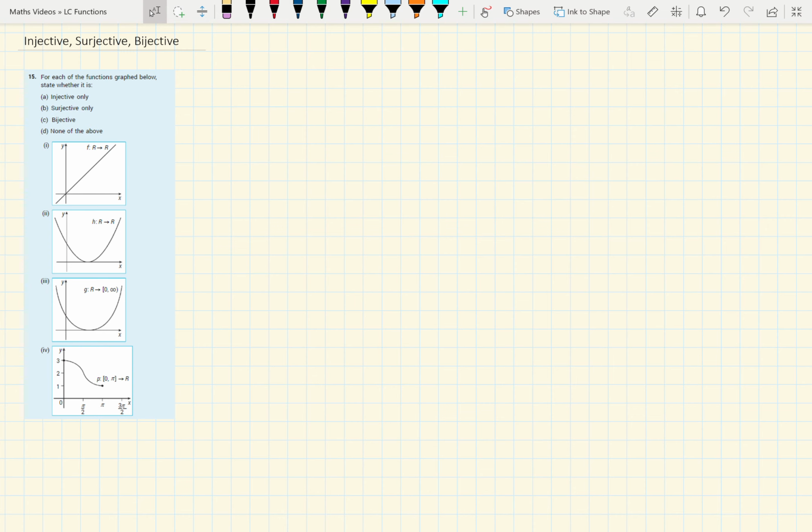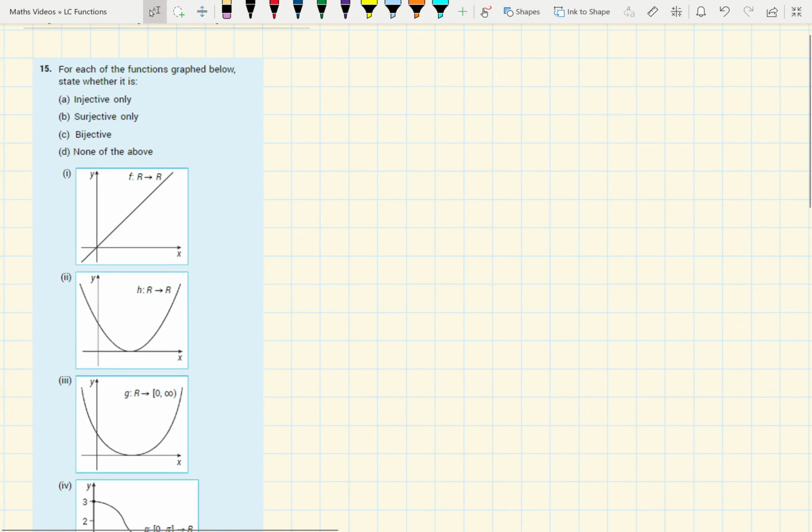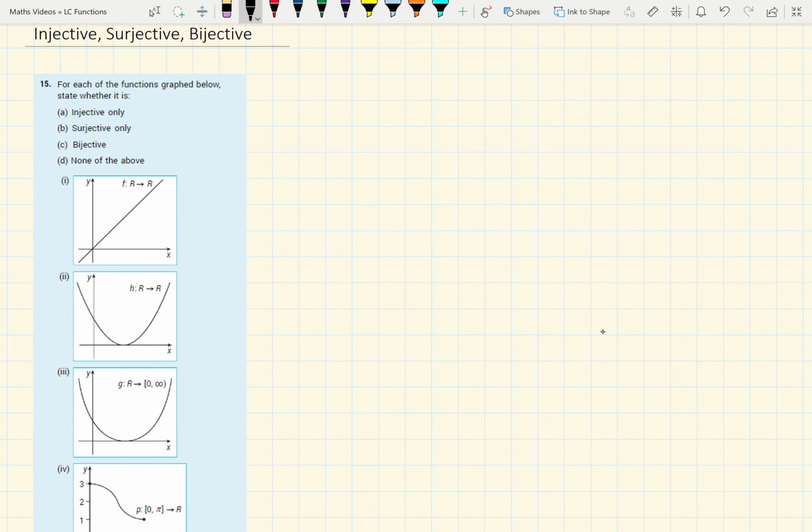Okay, so in this video we're going to have a look at injective, surjective and bijective functions and how we test to determine if we have any or all three of them. So just a quick summary. Our test is the horizontal line test. As the name suggests, we just draw a horizontal line, and how the graph interacts with it will determine what type of function we're dealing with.